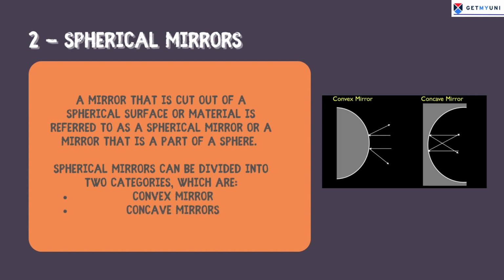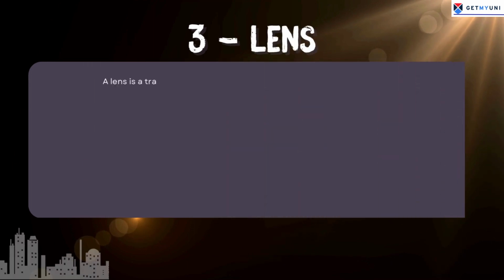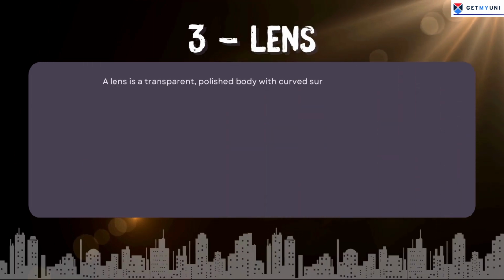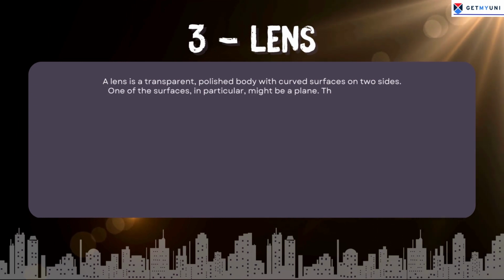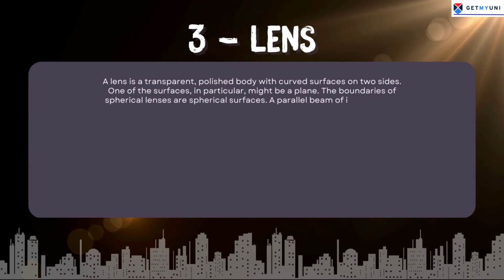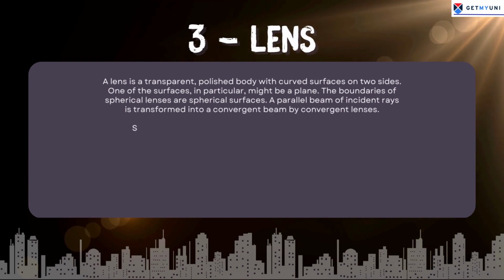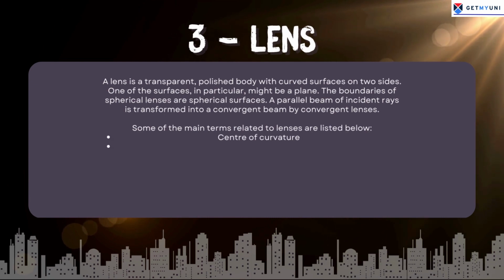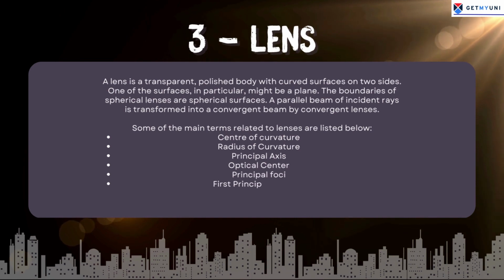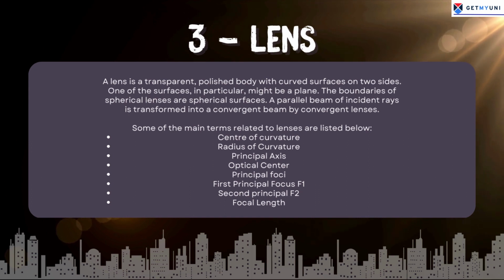3. Lens. A lens is a transparent, polished body with curved surfaces on two sides. One of the surfaces, in particular, might be a plane. The boundaries of spherical lenses are spherical surfaces. A parallel beam of incident rays is transformed into a convergent beam by convergent lenses. Some of the main terms related to lenses are listed below: center of curvature, radius of curvature, principal axis, optical center, principal foci, first principal focus f1, second principal focus f2, and focal length.